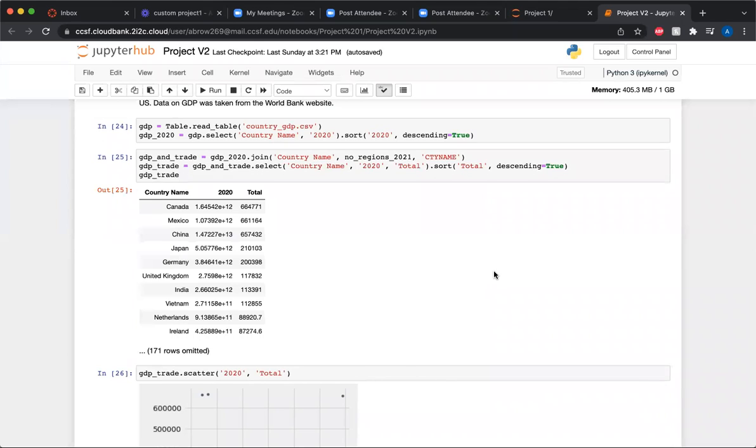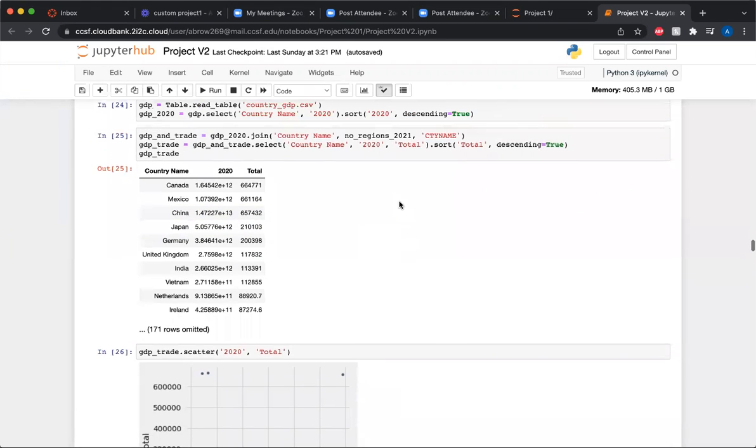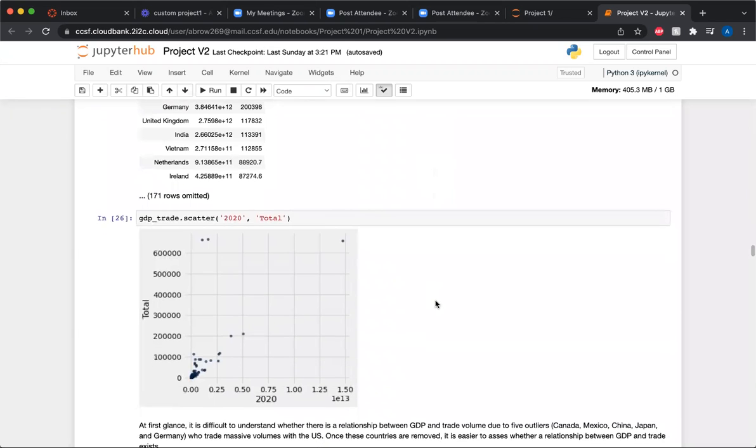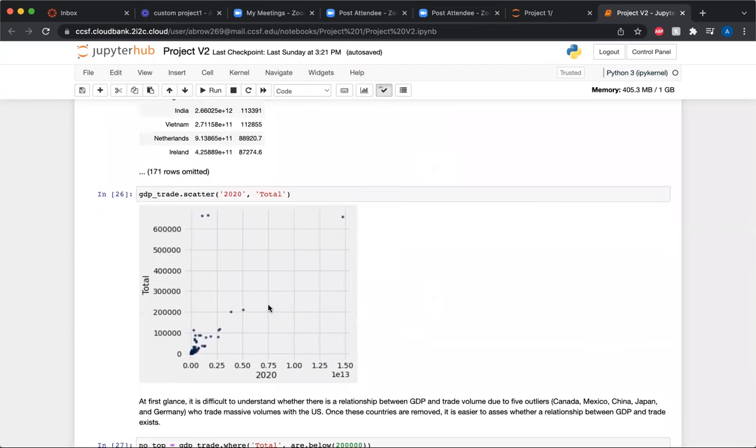So then I wanted to look and see if there was a relationship between GDP in each of these countries and total trade. So I imported GDP from the World Bank website, and then I plotted it against total trade volumes. And this scatter plot's not very useful. The outliers really skew the data, and that's going to be China, Canada, Mexico right here. This is likely China because of the large GDP.